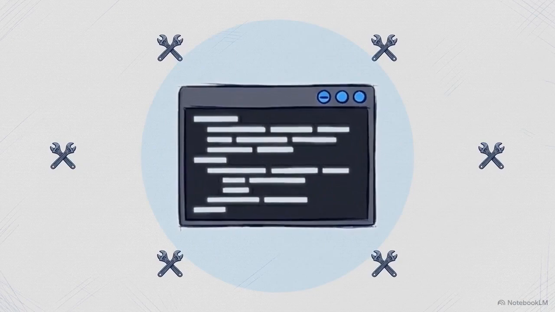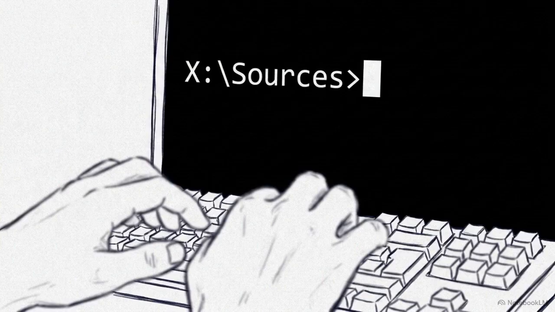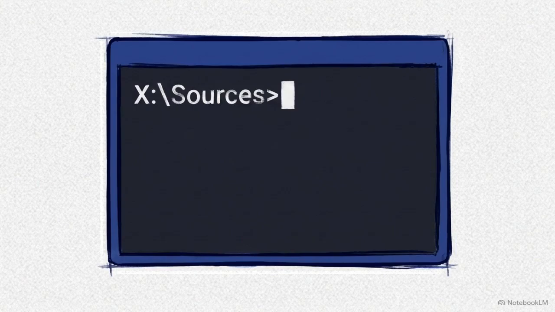Opening this terminal allows us to bypass the automated repair tools that usually fail in this scenario. From here, we have full manual control to rebuild the boot sequence from scratch. Step 1 is repairing the foundational master boot record. In the terminal, type bootrec /fixmbr and press Enter.